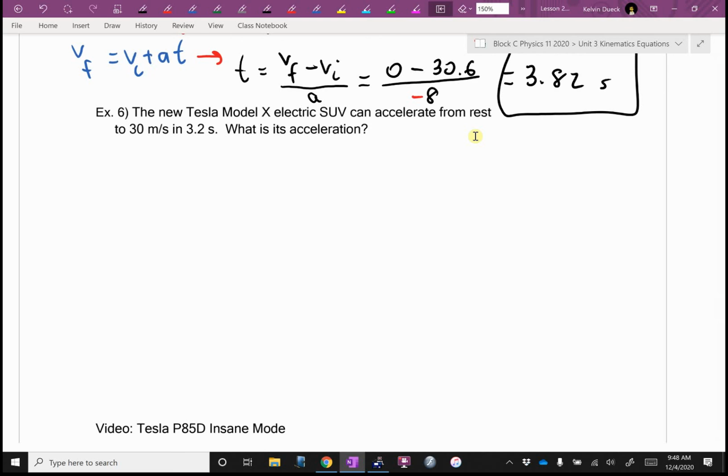So I lifted these numbers from the website. The new Tesla Model X can accelerate from rest, I would probably underline the words from rest, to 30 meters per second in 3.2 seconds. What's its acceleration? What's this question asking me to find? I'm going to go A equals question mark.